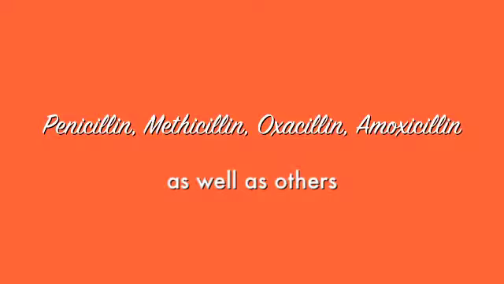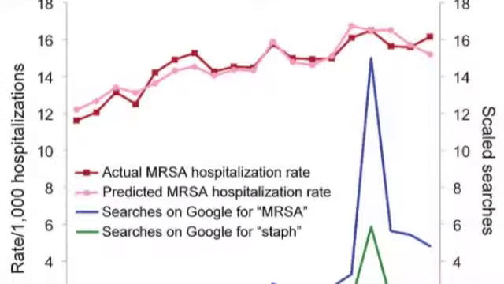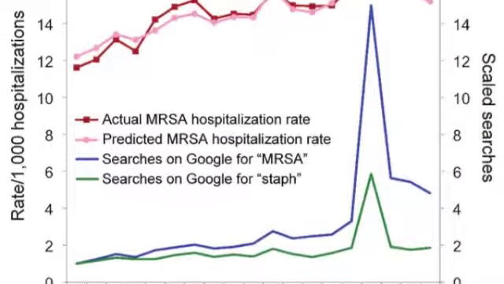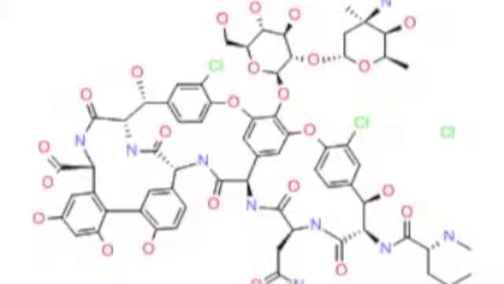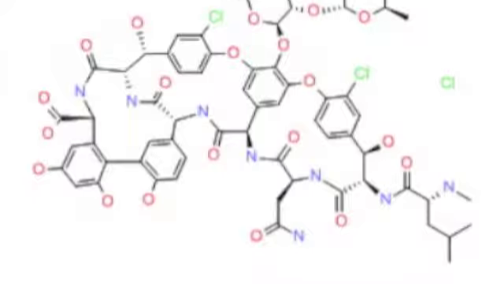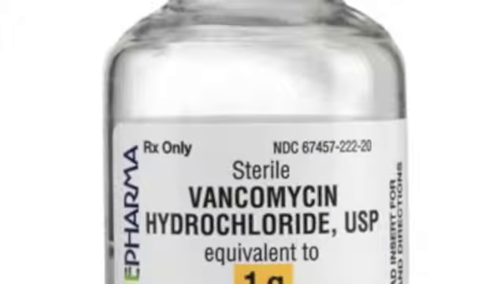MRSA is resistant to certain antibiotics called beta-lactams. These types of antibiotics include penicillin, methicillin, oxacillin, and amoxicillin, as well as many others. Treatment for both healthcare-associated and community-associated strands of MRSA can still respond to certain antibiotics. These antibiotics are Bactrim and vancomycin, which are often the first drug used. Other options are clindamycin, minocycline, and linezolid.